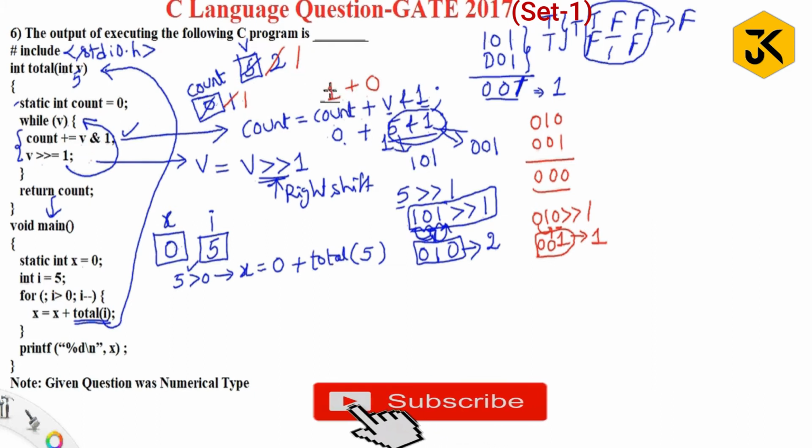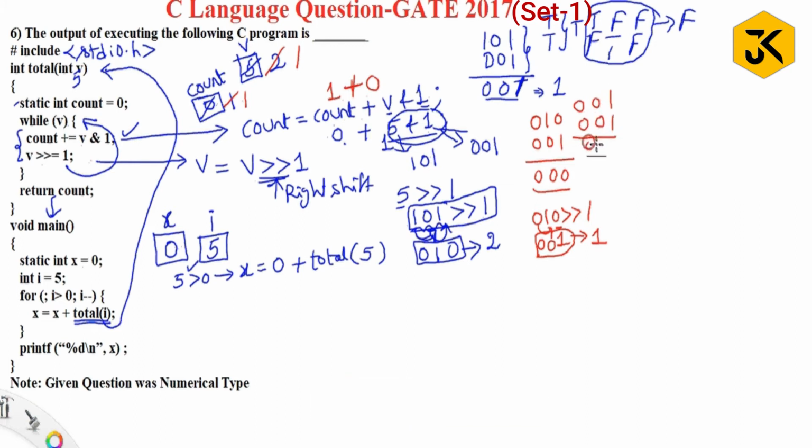Count plus, what is the count value? 1 plus V and 1. V value is what? 0 0 1. 1 means 0 0 1. Total value is 0 0 1. So here it is going to get 1. 1 plus 1, 2 is updated in the count variable.